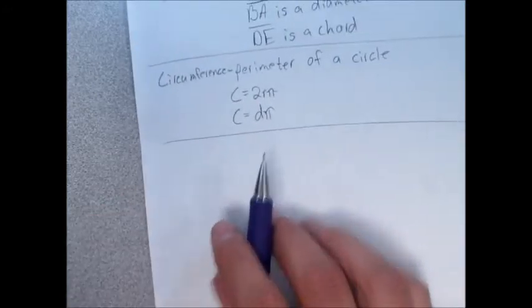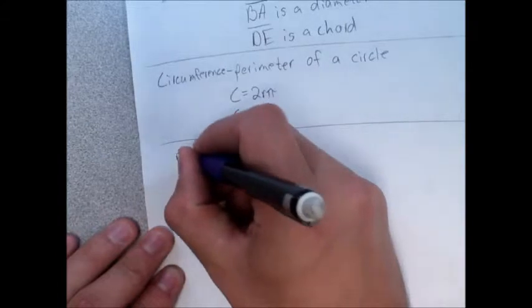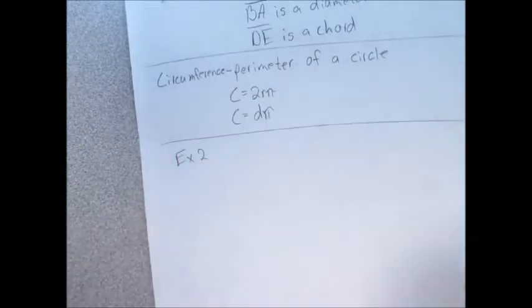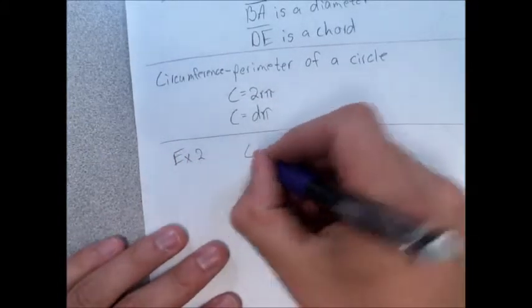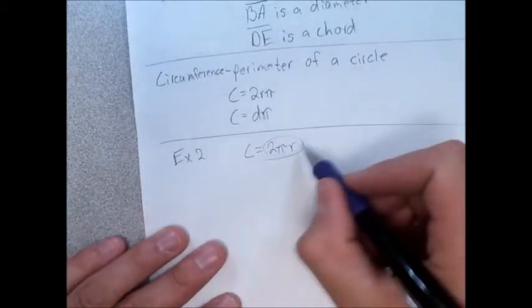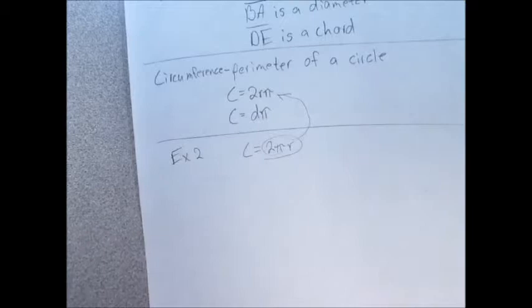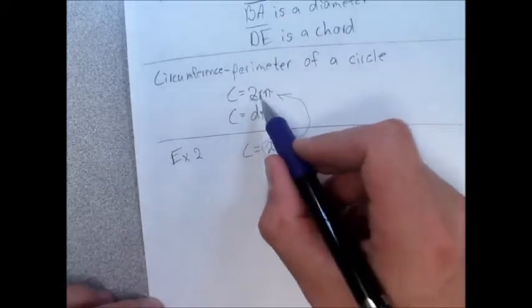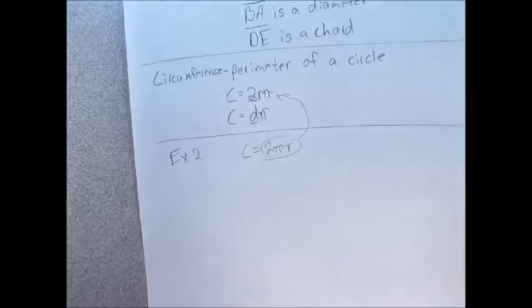Okay, example 2. This is just using our new formula to find the circumference. So keeping in mind that our formula is 2 pi r. Okay, these are the same. The 2 pi r is just how I learned it. I like to put 2 and r together because that's the same as diameter. But it's 2 pi r.